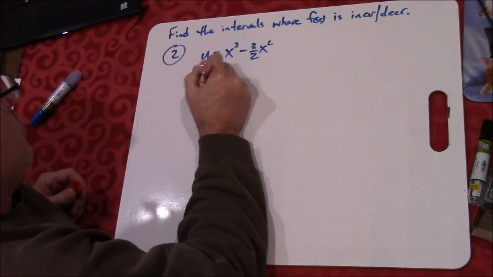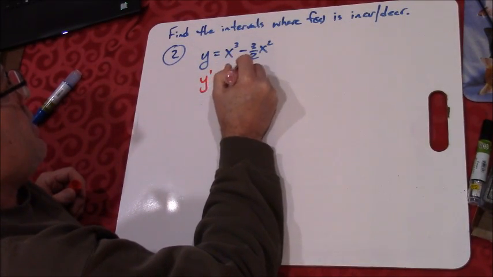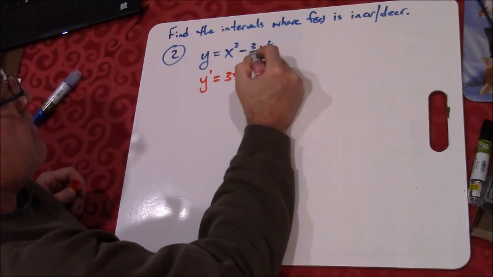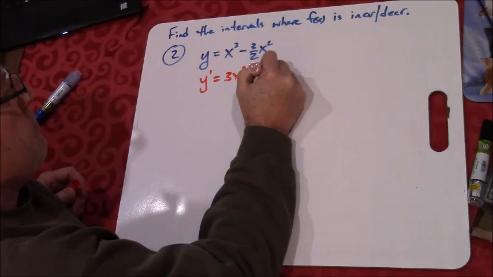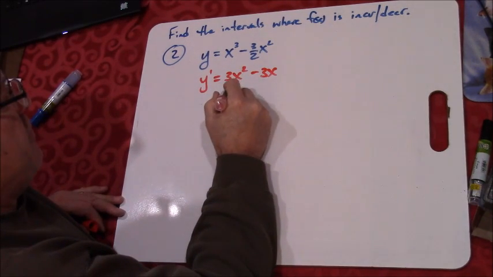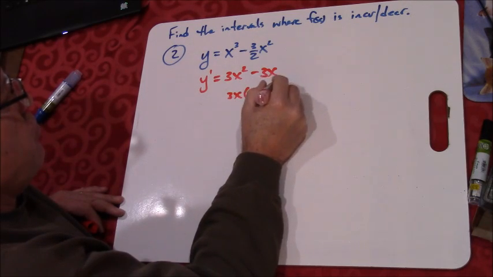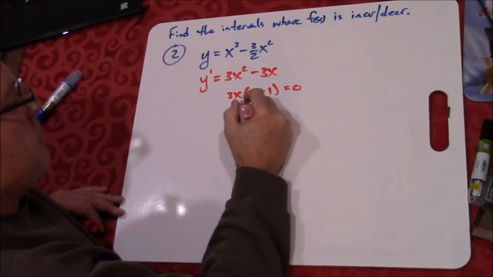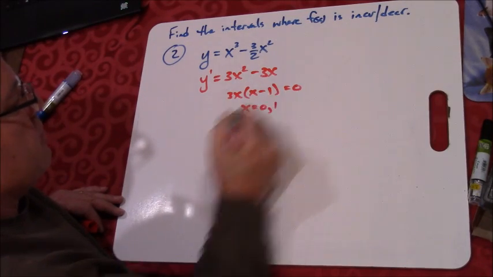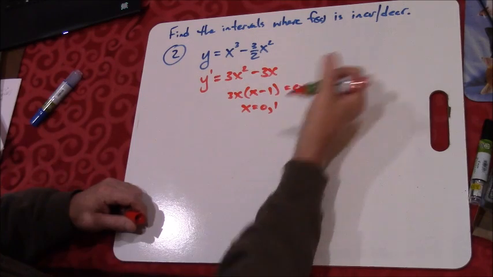All right, so to get my critical numbers, I need to take the derivative. So I've got 3x squared. Derivative of this, when I bring the 2 down, I get 6/2, which is just 3x. And now I need to factor that. So I'm going to factor out a 3x, and what I'm left with is x minus 1. If I set that equal to 0, that means my critical numbers are at x equals 0 and 1. It's not undefined anywhere, so we're okay there.